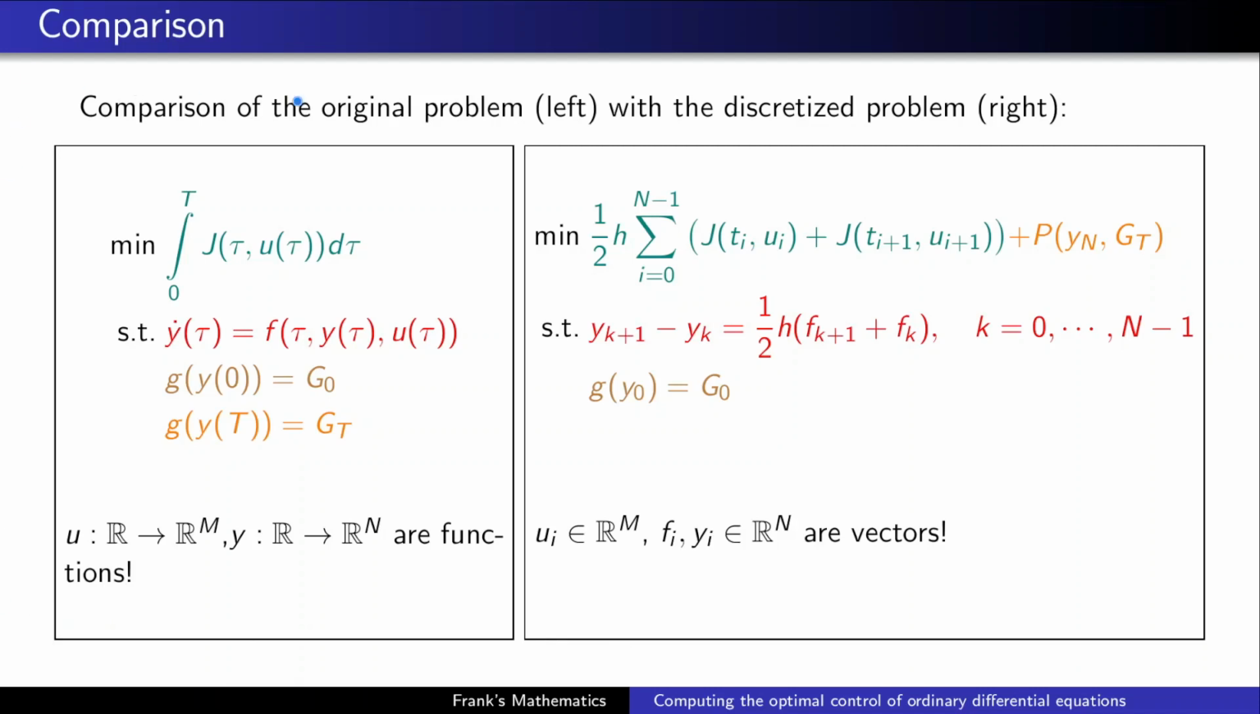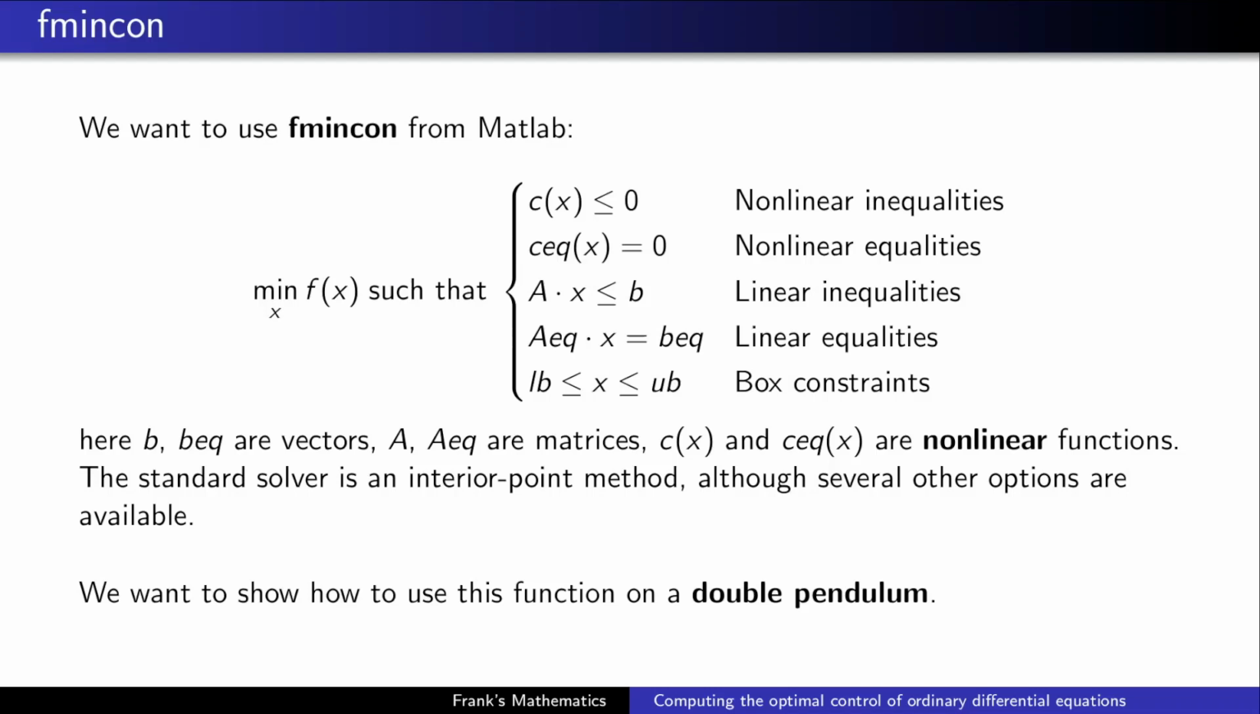This is the problem we started with, and the right-hand side is now the problem which we put into MATLAB, into our fmincon function. Before we look at an explicit example, take a look at the fmincon function of MATLAB in a very general form. fmincon, as you can guess, minimizes a function f under certain constraints. You can see it here: we minimize f of x, where x is a vector, such that the following five constraints are satisfied.